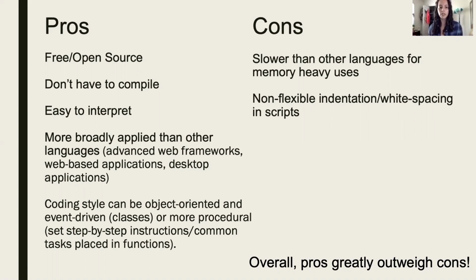For example, in terms of web-based applications, Python is used for Dropbox, which a lot of people use. Also, the coding style can be either object-oriented or more of a step-by-step sort of instructions. There are a few cons, though. It can be slower to run code than other languages if you're doing something very memory intensive. And it does have non-flexible scripting in the language, which sometimes makes it a little difficult to edit. But we'll get into more of the details of that later.